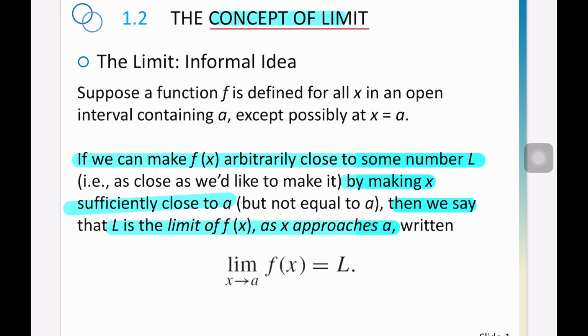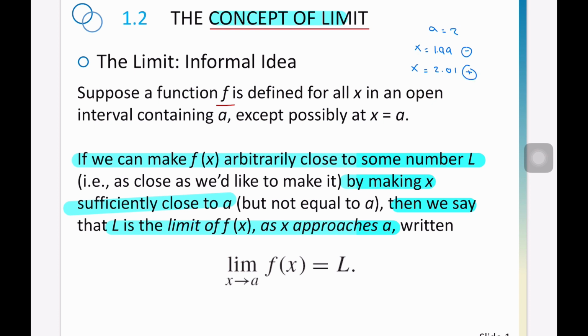Let's say we have a function f defined for all x's in an open interval containing a. A can or cannot be defined, it doesn't matter. If we take values of x very close to a, approaching from both sides, let's say a is equal to 2, so we're taking values of x really close to 2 from both sides. Let's say x is 1.99, this is from the negative side, and x is equal to 2.01, this is from the positive side.